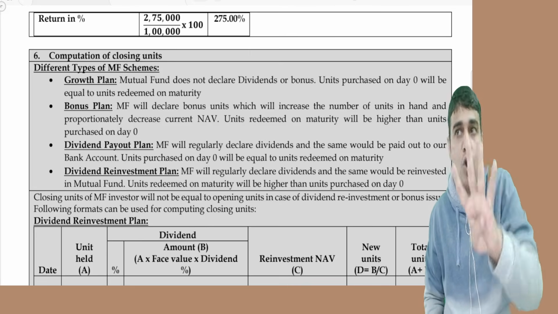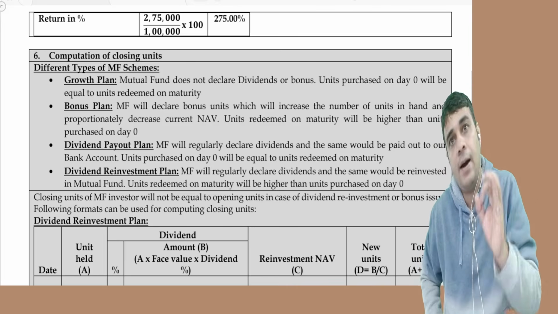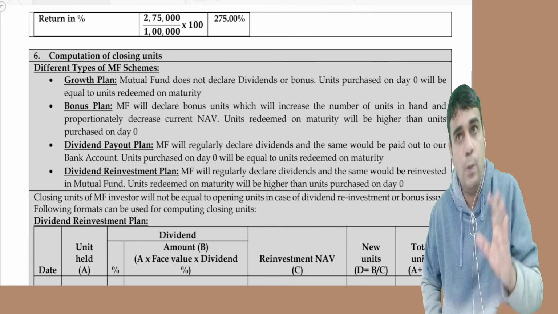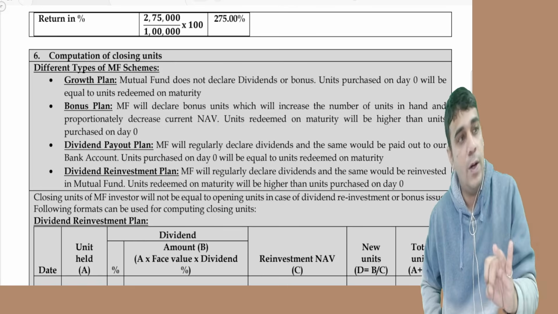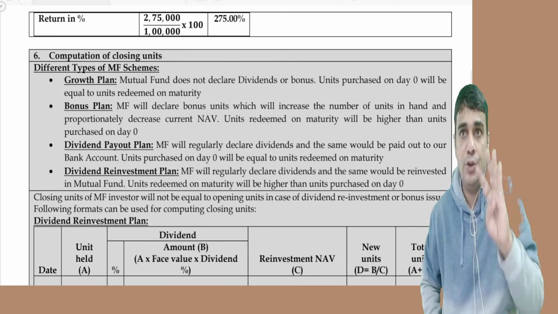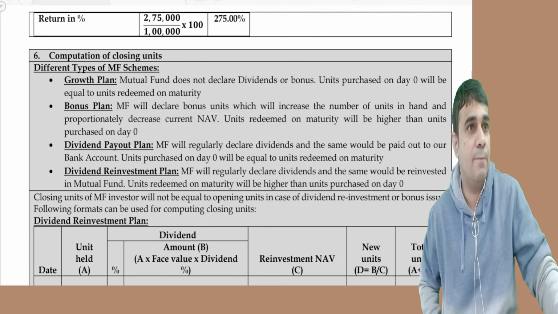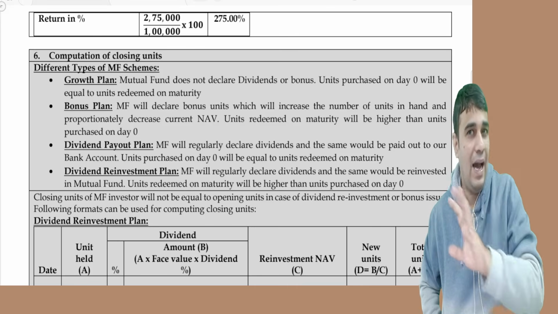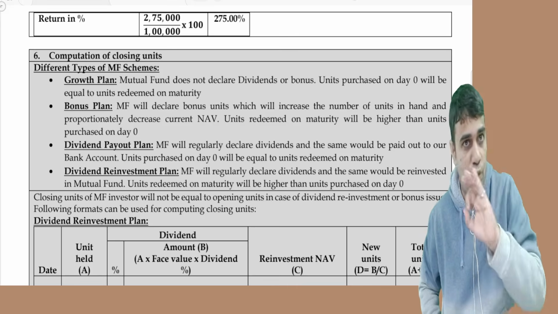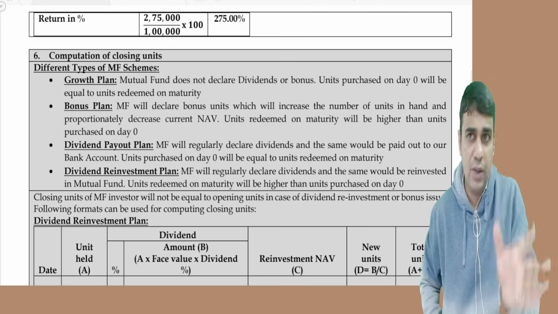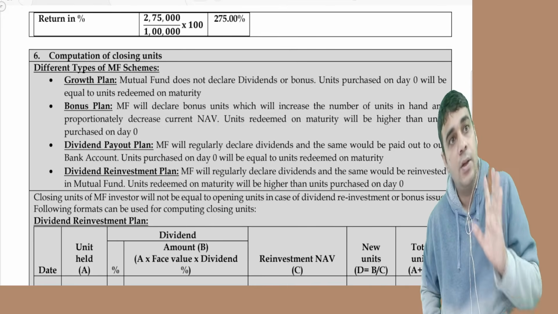So in the practical world, 4 options are given. Whenever you invest in a mutual fund, for example, Parag Parikh Flexi Cap Mutual Fund, they'll give you 4 options: growth, bonus, dividend payout, or dividend reinvestment, your wish. What is growth plan is very simple. Invest today, I will not give you any dividend, I'll not give you any capital gain, no reinvestment concept. You start with 1000 units, end with 1000 units.